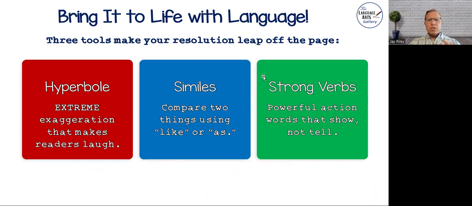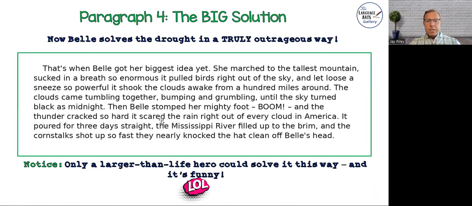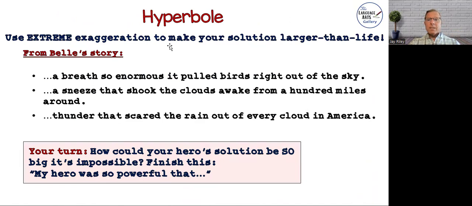Strong verbs. I think strong verbs are a particularly powerful way to describe a character and describe a character's actions in a tall tale. They show more than they tell. They create an image for a reader. So here I see Belle stomped her mighty foot. Not she put her foot down, but she stomped it. So let's take a look at some examples here.